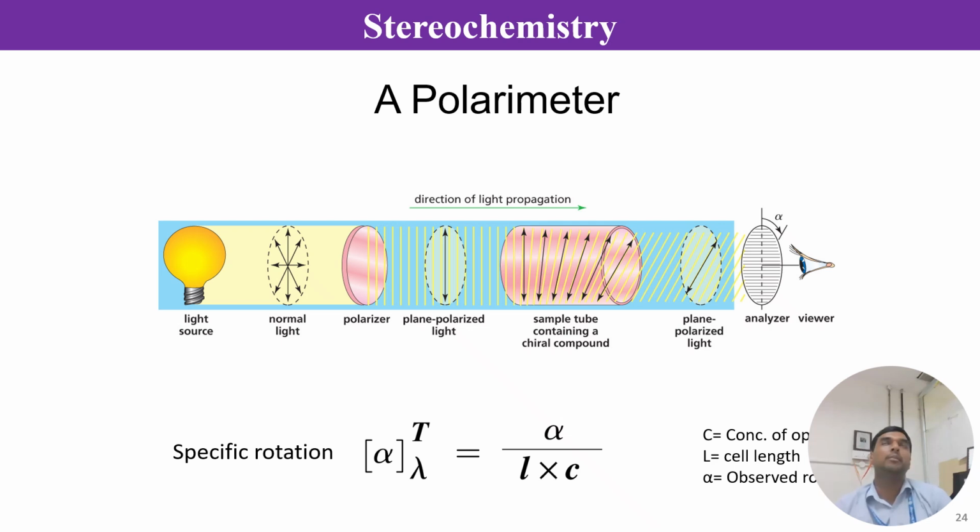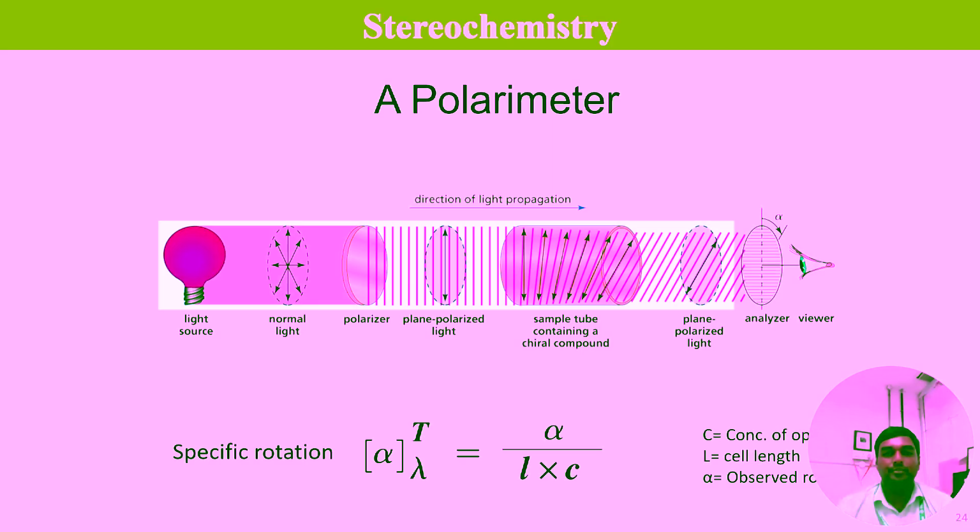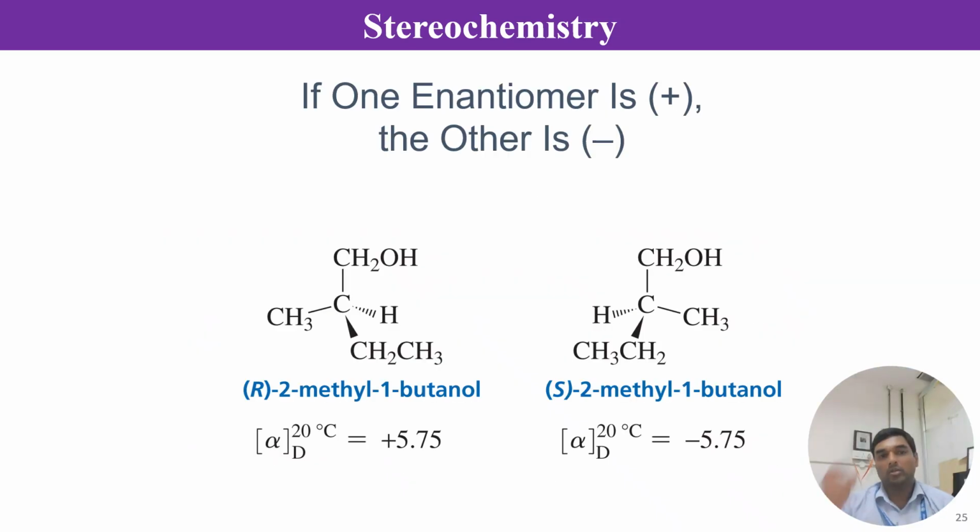Now, if you want to determine the specific rotation, alpha at constant temperature and wavelength, that is alpha observed divided by l times c, that is the observed rotation divided by polarimeter cell length times concentration. So suppose one enantiomer has a specific rotation of plus 5.75, then the other enantiomer has to be exactly negative, and that's why a 1:1 mixture of enantiomers is called a racemic mixture.